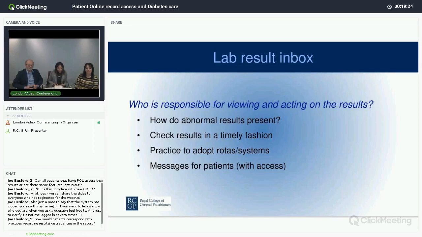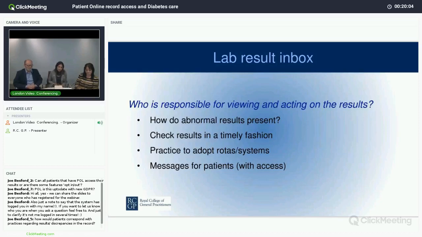Now, be mindful that depending on the system that you're using, sometimes the patient might actually see that abnormal result before they've had a chance to discuss it with their healthcare professional. So it's really important that all the results are acted on in a timely fashion. So we would normally recommend that when a test is being ordered, it's good practice to let the patient know roughly how long it will take before that result is available and actioned, so that they're not waiting and building up anxiety about when this result's going to be actioned.